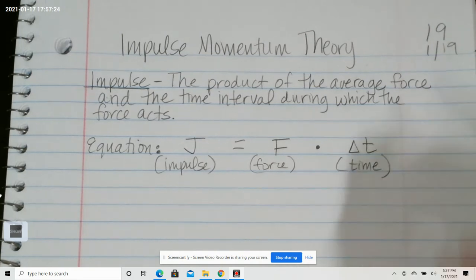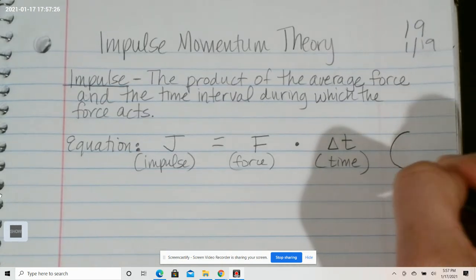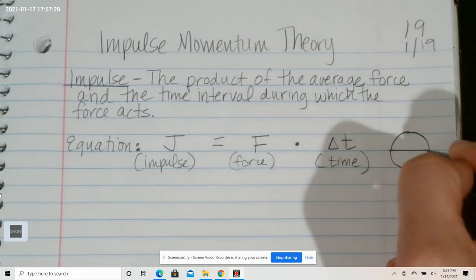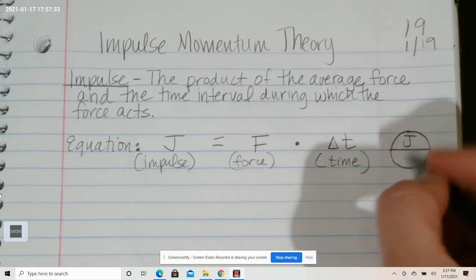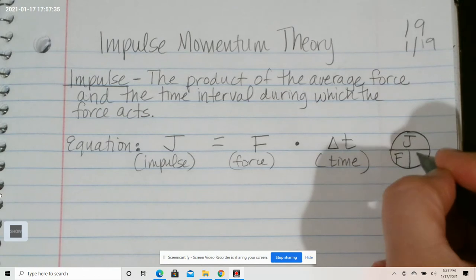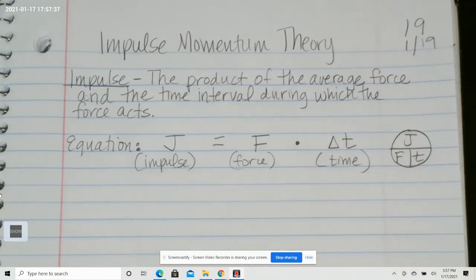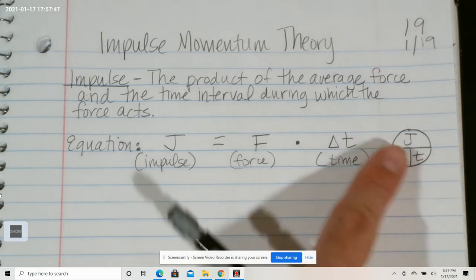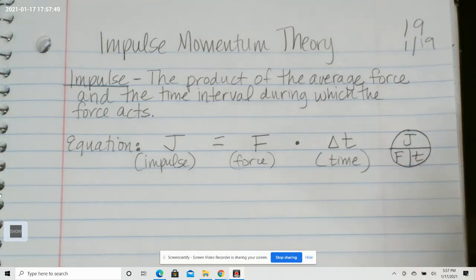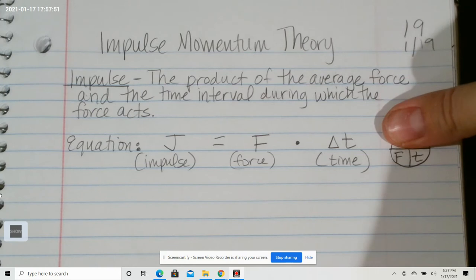Okay, this does have a circle. Any of our multiplying equations have the circle, J on top, force and time on the bottom. So we can rearrange it using any of those methods of covering. If we're looking for time, we get impulse divided by force. If we're looking for force, we get impulse divided by time. And our basic equation, if we're looking for impulse, we have force multiplied by time.